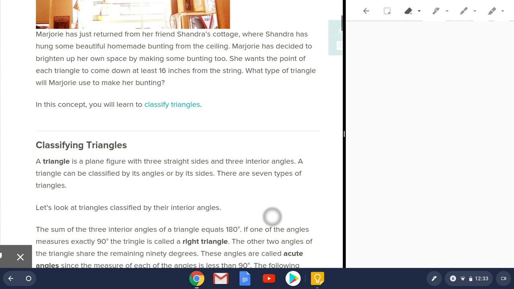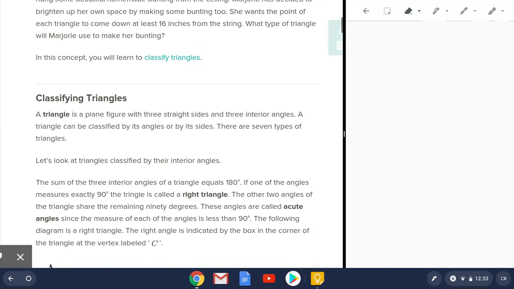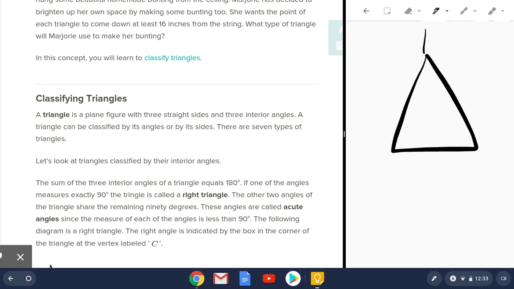Okay, so a triangle is a plane figure with 3 straight sides and 3 interior angles. So you can see here, we know what a triangle is. 1, 2, 3 angles, right? And 1, 2, 3 sides. So we know what we have. That is a triangle. You guys know what triangles are. You've been in kindergarten before.